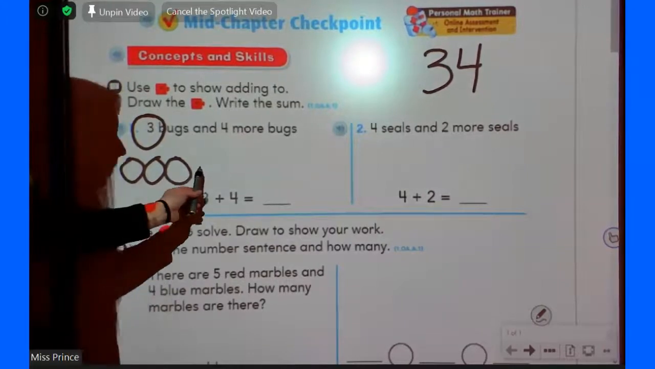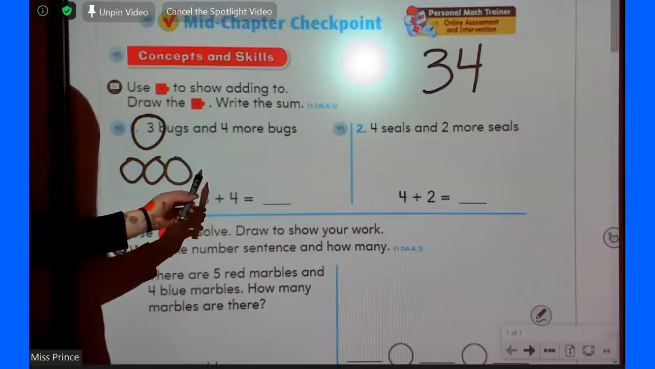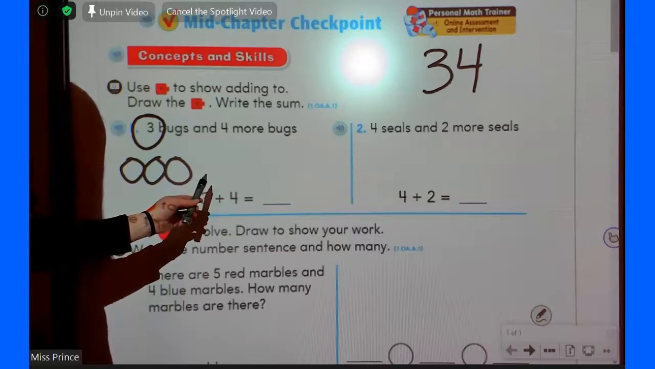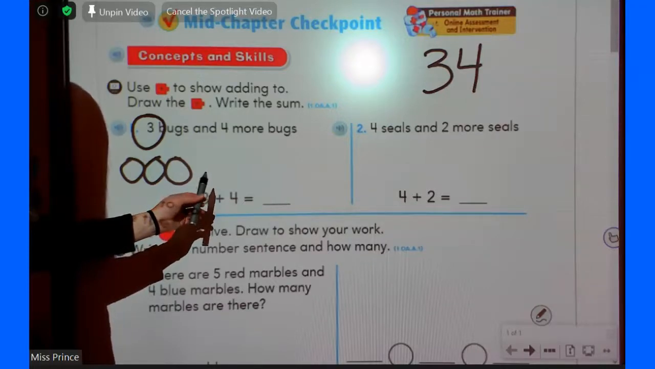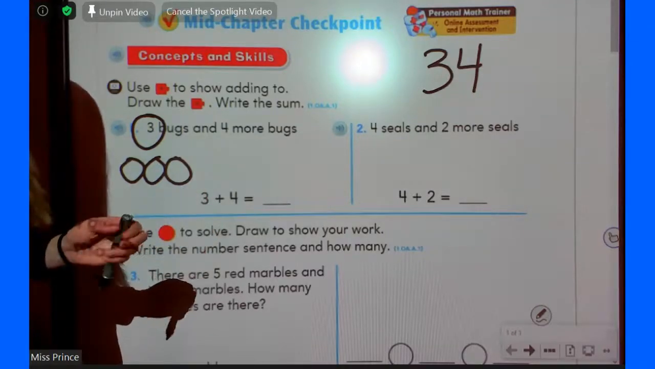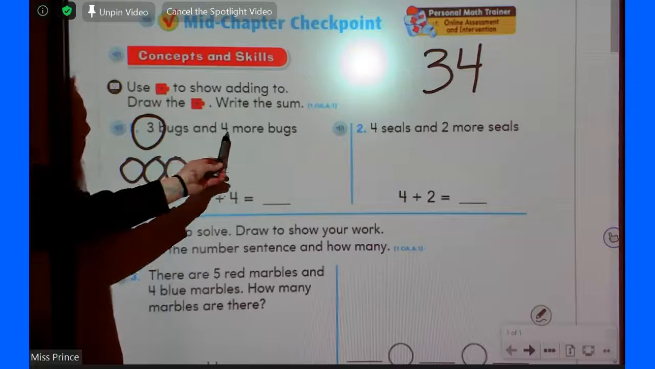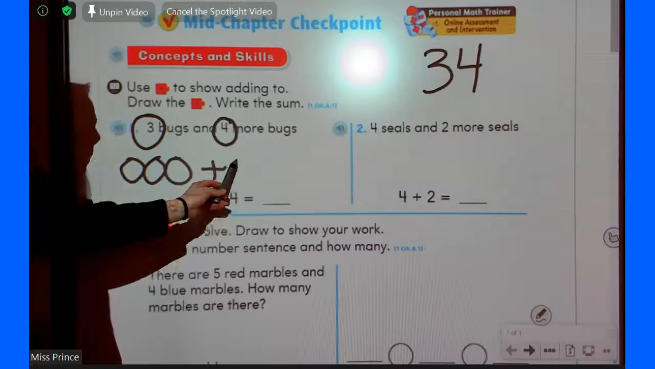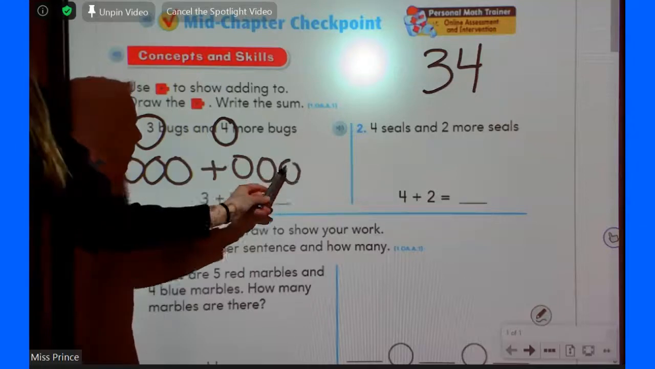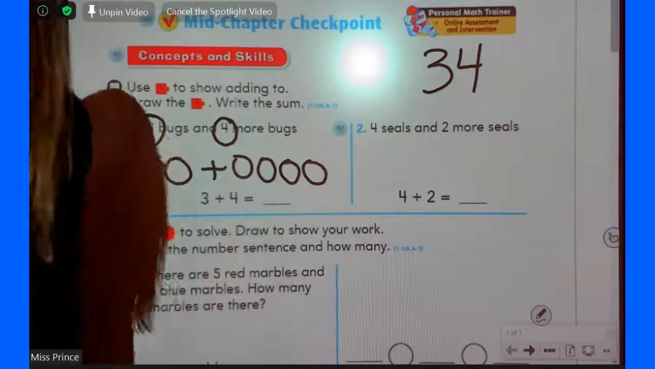Now, I need to use a symbol right here. Deleza, what's that symbol I put right here? Nicholas, can you tell me the symbol that we put here? Plus. 4 more bugs. So we need to draw 4 more. 1, 2, 3, 4.